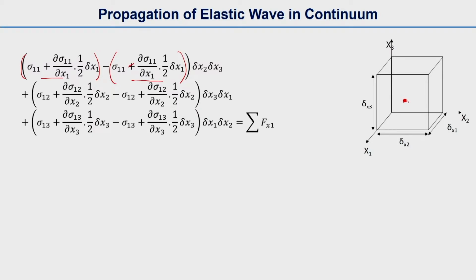If you want to know the forces along this direction, for the front face, then we multiply the stresses with the area. This is the area along x1, and that is the resultant force. So we have the resultant force in x1 direction.